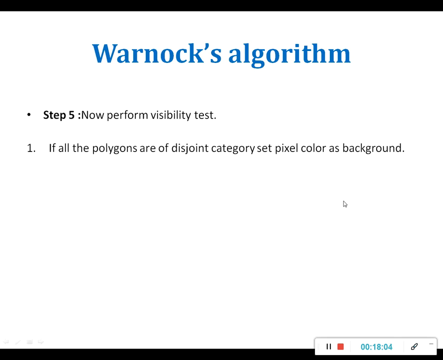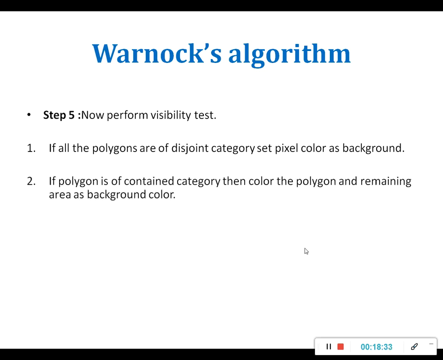Then in step number 5 we perform the visibility test. What is that visibility test? Let's see. The first step in step number 5 is that if all the polygons are in the disjoint category, then set the pixel color to the background color. If we get the disjoint category of polygons, we just apply the background color. Nothing else needs to be done for the visibility test.